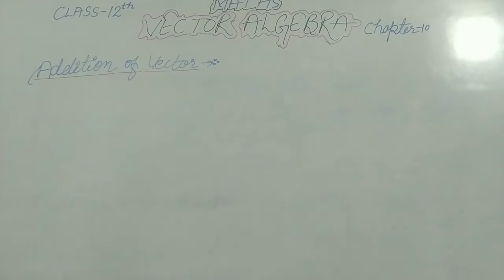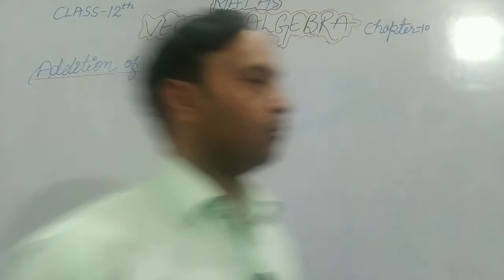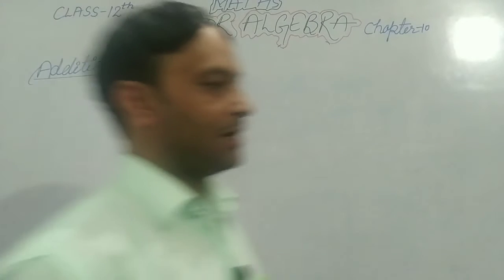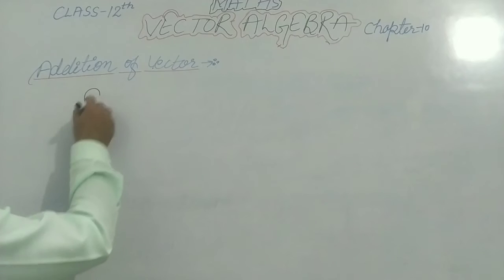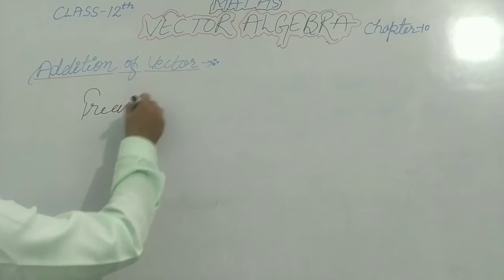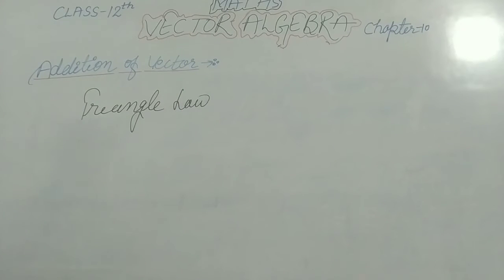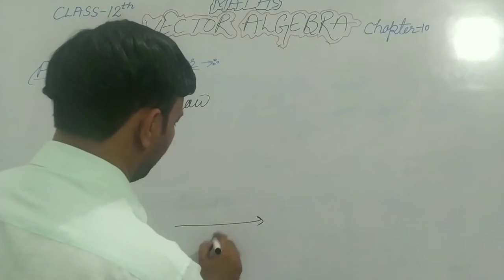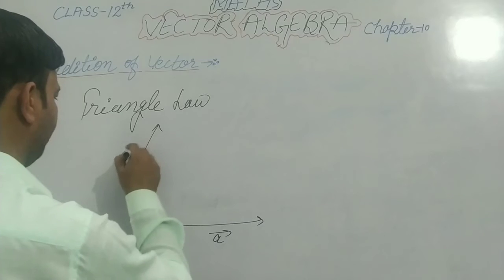Now we are going to start the first topic of this video, addition of vectors. In addition of vectors, earlier I told you we have two laws. First is the triangular law and second one is the parallelogram law. So firstly we will discuss the triangular law. What is the triangular law? In triangular law we have two vectors, vector A and vector B as well.